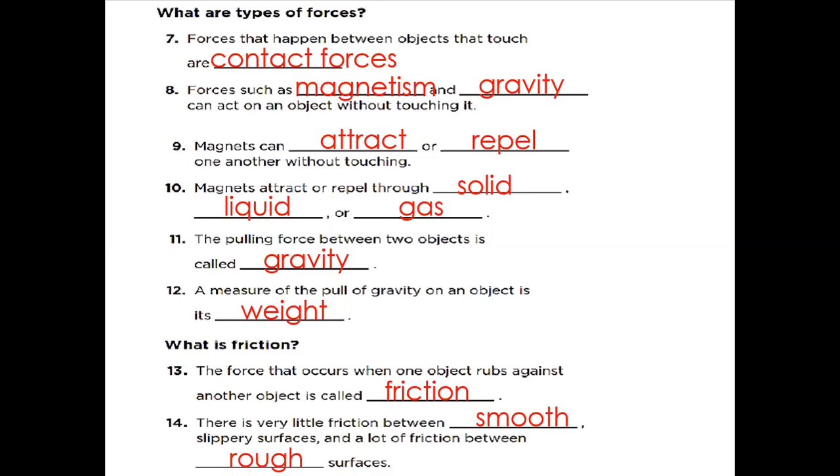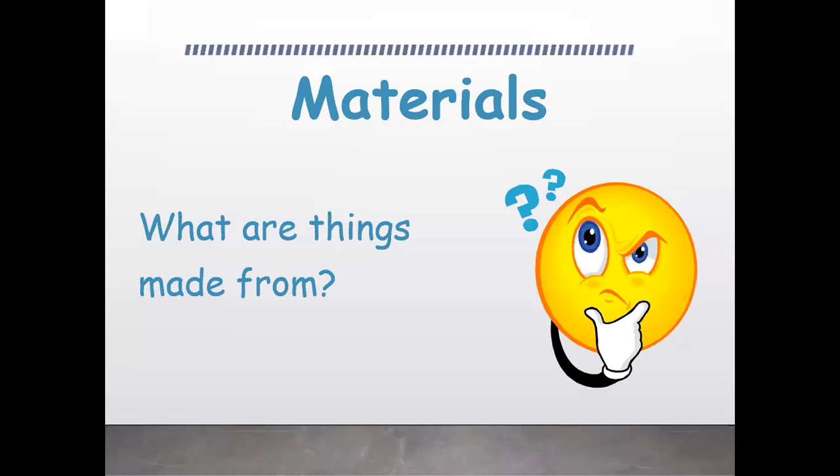Number 13, the force that occurs when an object rubs against another object is called friction. Rubs is the key word. Number 14, the last one, there is very little friction between smooth, slippery surfaces and a lot of friction between rough surfaces. Okay, so we finished your reading homework.